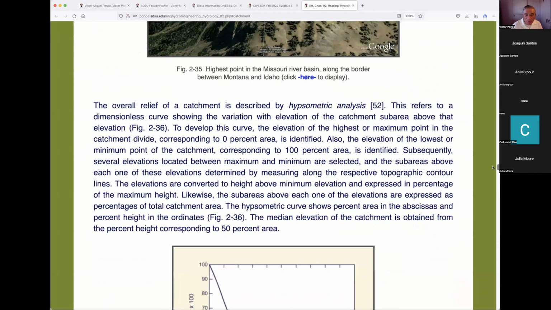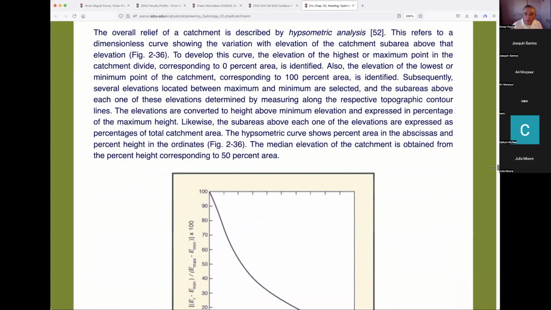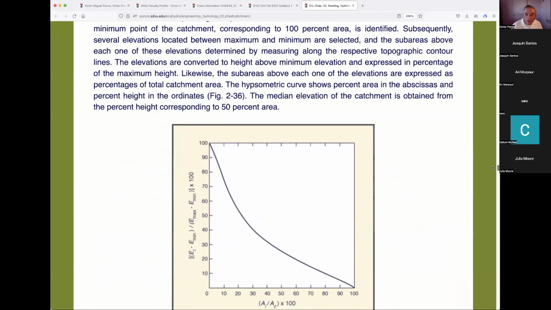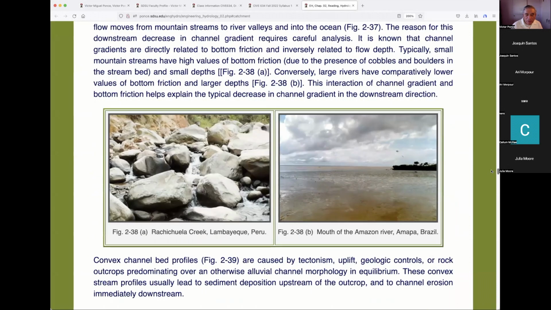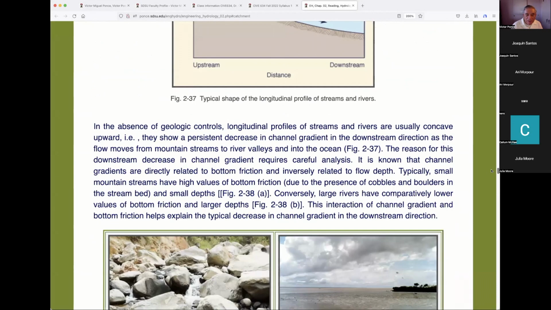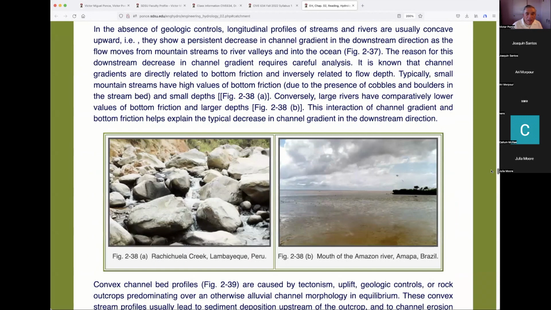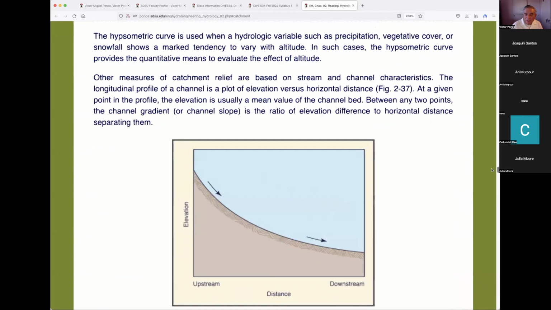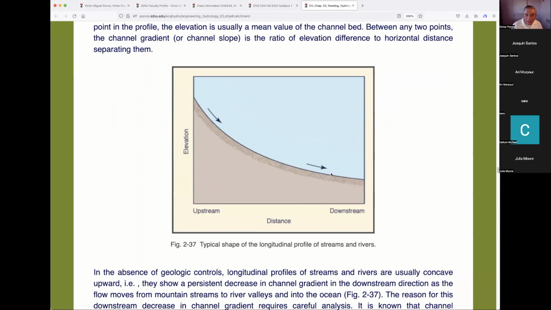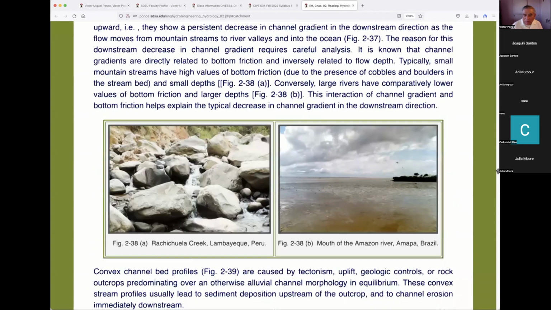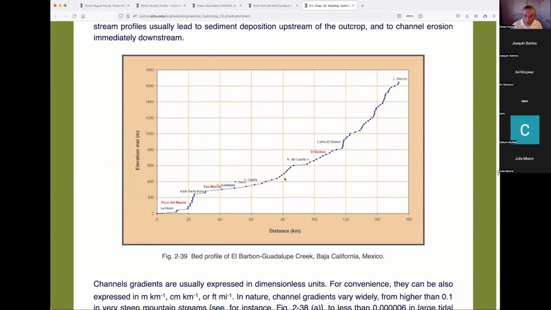Overall relief of a catchment described by hypsometric analysis. I'm going to skip this part because it's not too important for our purpose, but I urge you to read it later on. The important thing about this section is that typical rivers are like this, exponential. Always, the slopes are decreasing. That's a typical river. But there are rivers that are not typical, like this one. This one's controlled by the geology, by uplift. There's one point of uplift here, another here, and a third one over here.